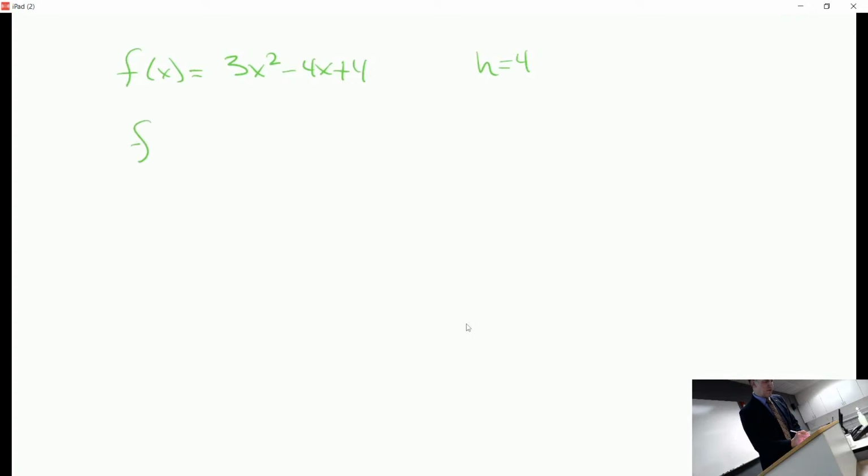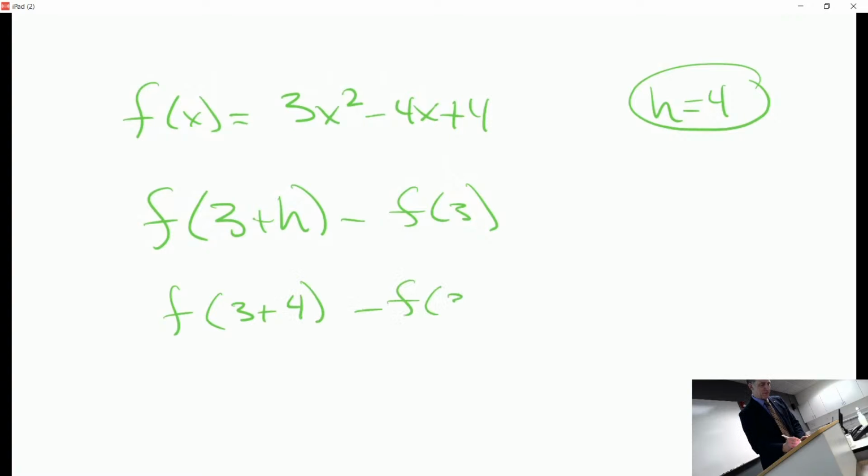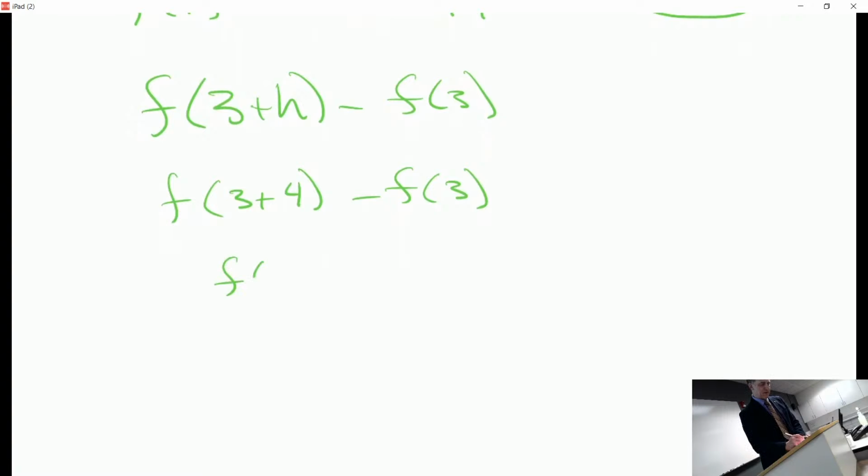Okay, so they want us to compute this. F of x, or no, 3, right? Mine was 3. So yours was whatever number you had. Mine is f of 3 plus h minus f of 3. So at first that's like, well, what are we supposed to do with this? Well, you're supposed to actually compute it. H is 4, so you're going to do f of 3 plus 4. Your h might be different from mine, so this will be f of 7 minus f of 3.